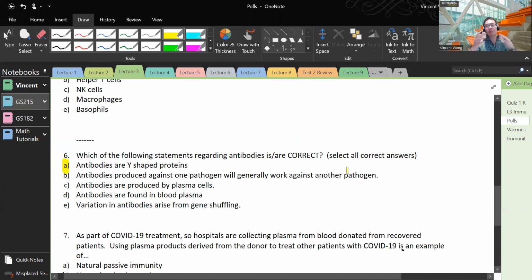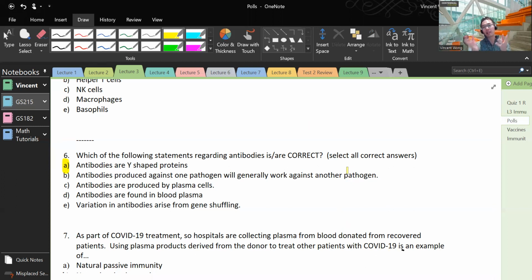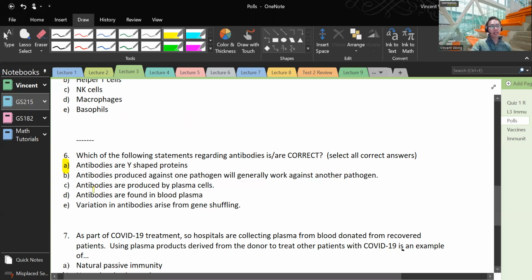However, sometimes there is some crossover, right? If the viruses are related enough, they will work against each other. For example, monkeypox is a cousin of smallpox. So they are actually rolling out the smallpox vaccine in the UK to fight this monkeypox outbreak. Even though the two viruses are different, they're similar enough that when you make antibody for one, you're going to have protection for the other one.